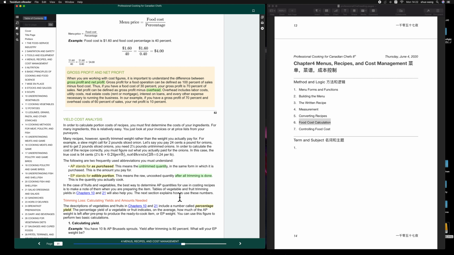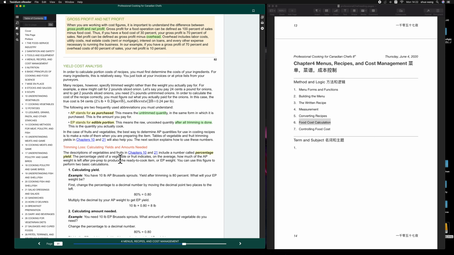use in costing recipes is to make a note of them when you are preparing the item. Tables of vegetable and fruit trimmings used in Chapters 10 and 21 will also help you. The next section explains how to use these numbers. Trimming loss. Calculating yields and amounts needed.